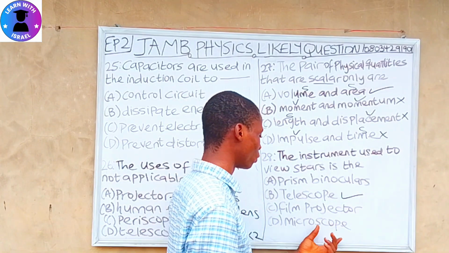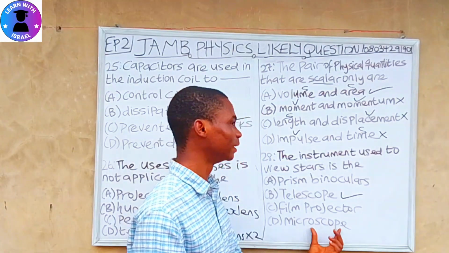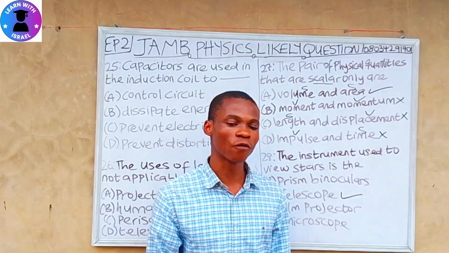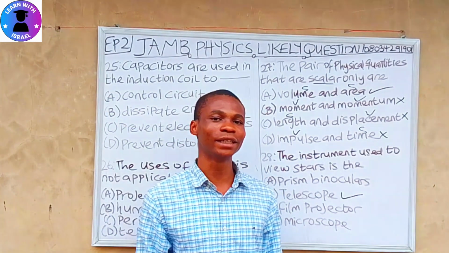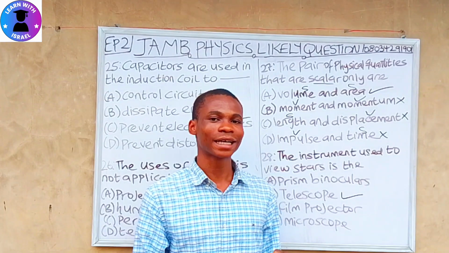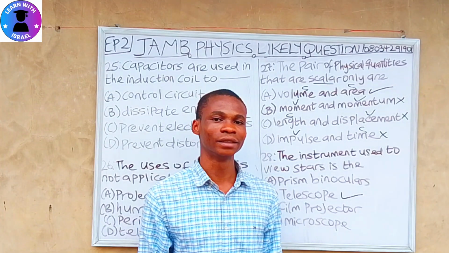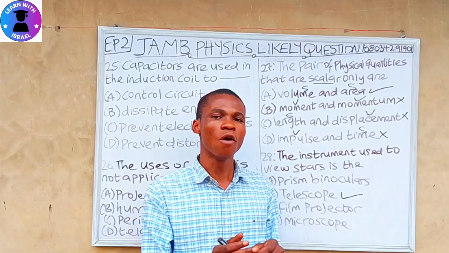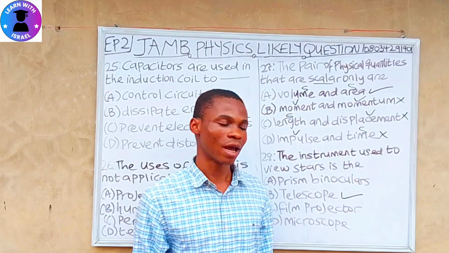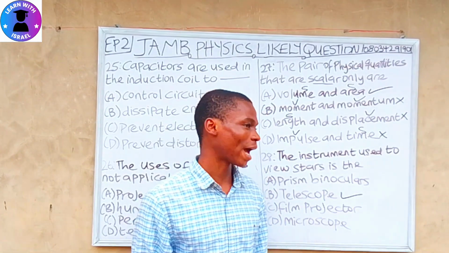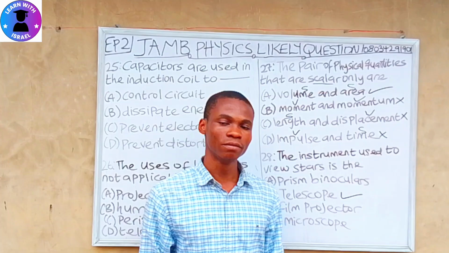And for microscope, we all know microscope. Microscope is the instrument used for viewing tiny images that the naked eye can barely see, or that is too small for the naked eye to see. Microscope is used for viewing that kind of image.